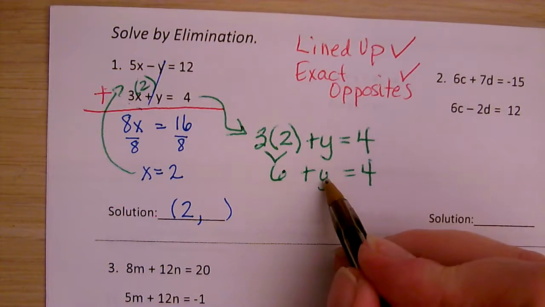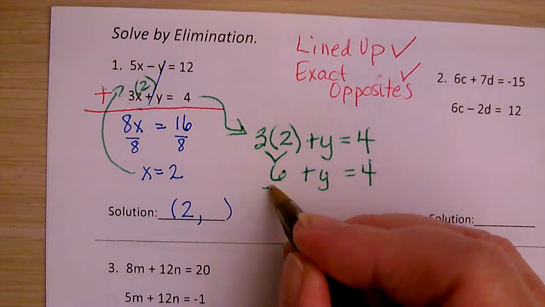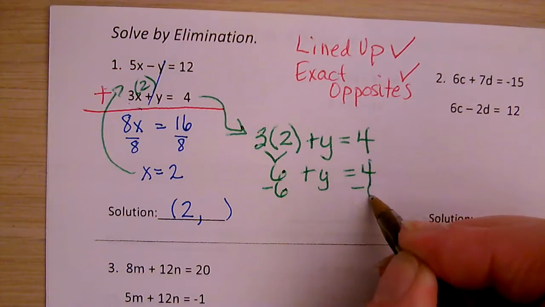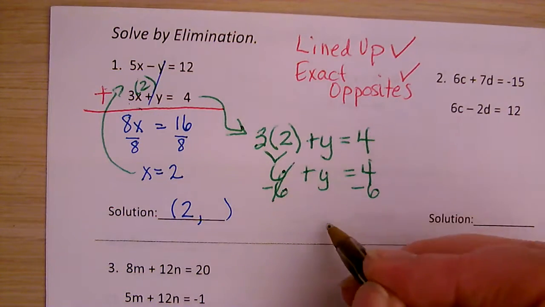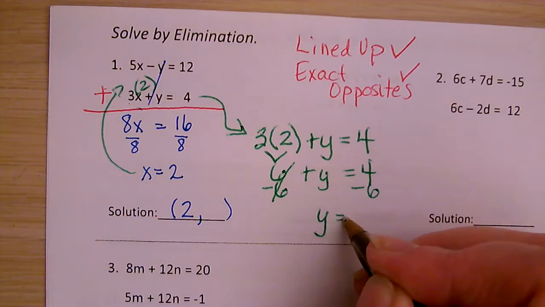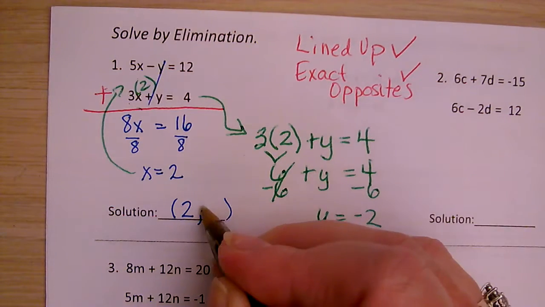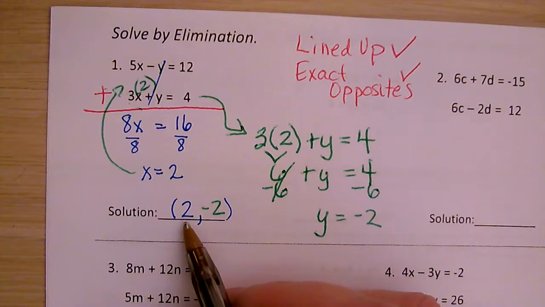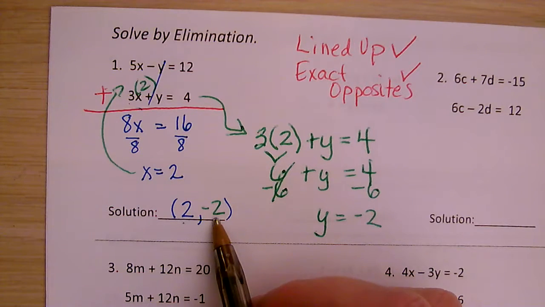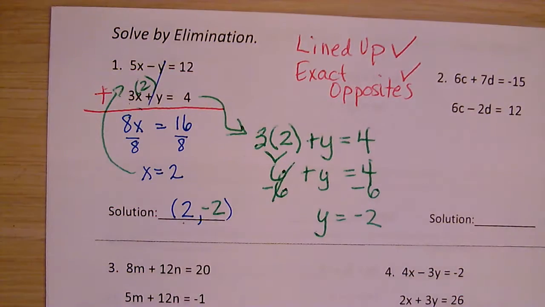I'm going to go ahead and multiply my 3 and the 2. And in order to get the y, let me get rid of that 6. So I'm going to go minus 6 on both sides. Y equals negative 2. And I'm going to put that in my answer. This is the x and then the y. So that one was nice and easy, and it's finished.